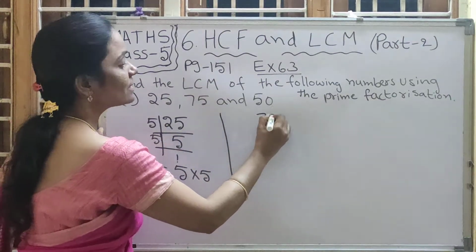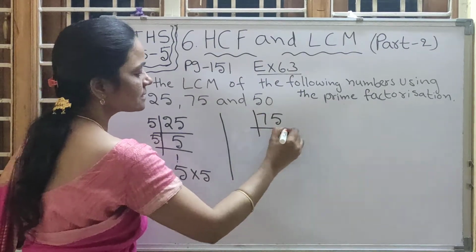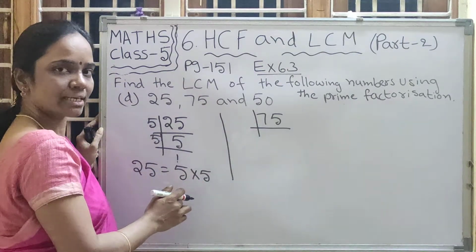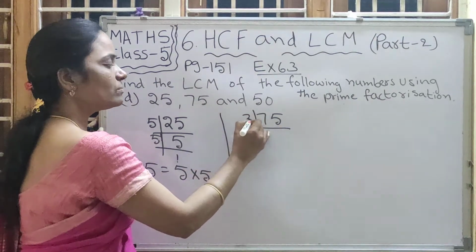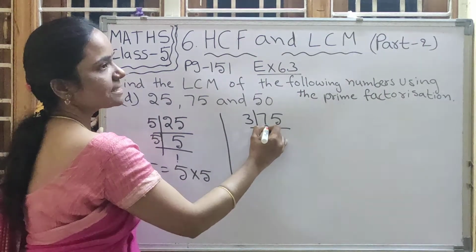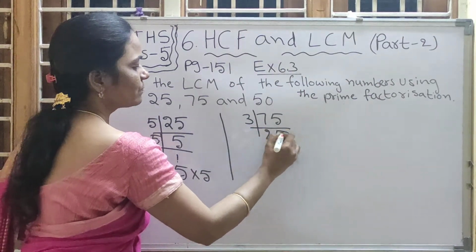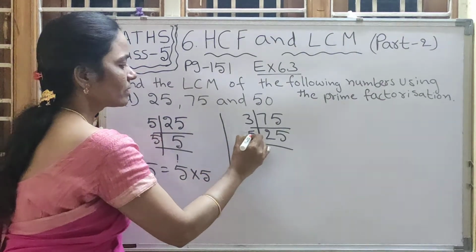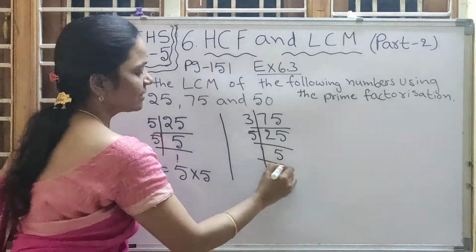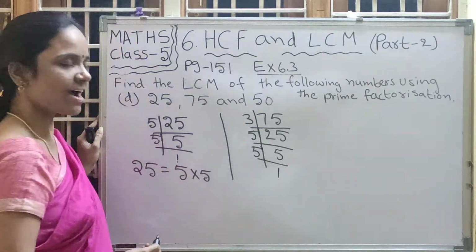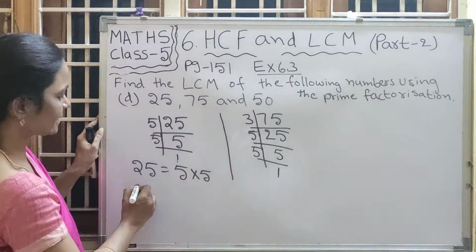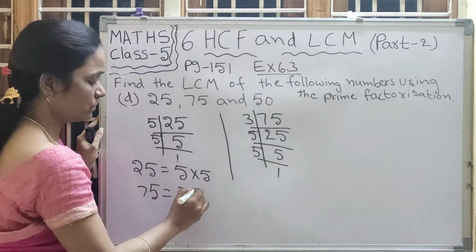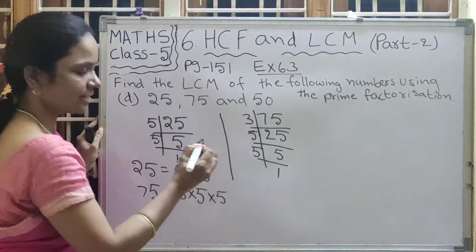Next, what is the second number? 75. Again, find the prime factors using the division method. Do you get it in the 3 table? In the 2 table, children? 75? No. 3 table? Yes. 3 2s are 6. 7 minus 6 is 1. 15 means 5. 3 25s are 75. Next in the 5 table. Very good. 5 5s are 25. Next in the 5 table again. 5 1s are 5. Now write down the factors of 75. 75 is equal to 3 into 5 into 5.